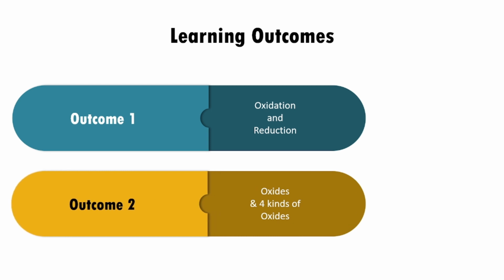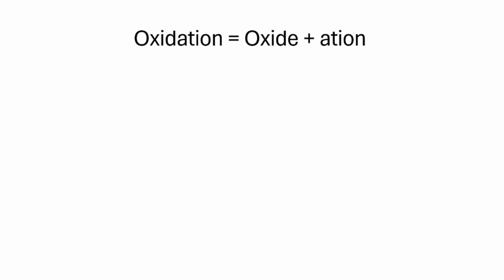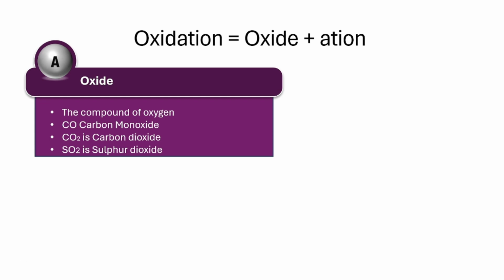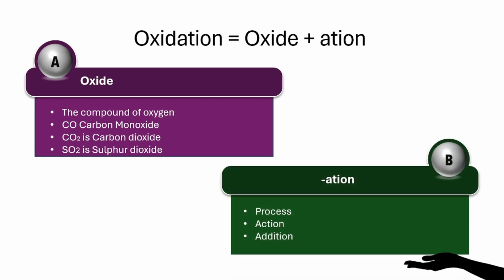The term oxidation comprises two words: oxide and ation. Oxide is the compound in which oxygen is present. The common oxygen compound is carbon monoxide, a poisonous gas formed by less air supply. CO2 is carbon dioxide, which is produced by burning and breathing. Sulfur dioxide is produced by burning petrol in the car engine. The suffix -ation means the process, activity, action, or addition.